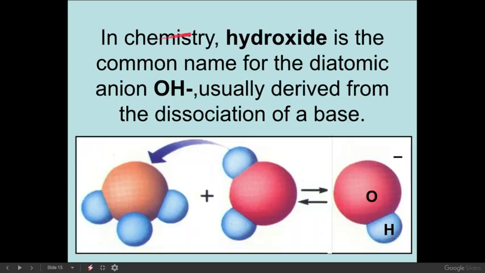All right, so in chemistry, hydroxide is the common name for the diatomic anion OH, usually derived from the dissociation of a base. So again, same idea here, because this water molecule is losing this hydrogen to this base, on the right side of the arrow, we have the hydroxide ion.